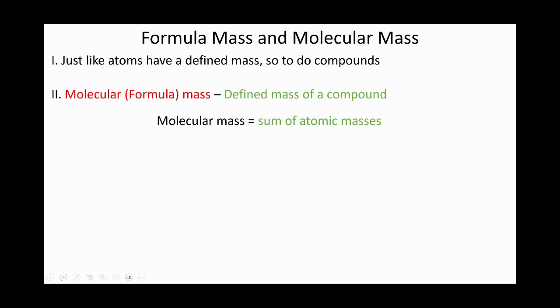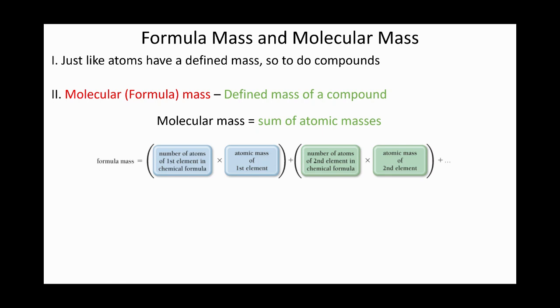In order to calculate the molecular or formula mass, we're just going to take the sum of the atomic masses. The way that we'll calculate this is using a scheme like this, where we find the number of an element in whatever we're looking at, multiply that by the atomic mass of that element, and then do that so on and so forth for however many elements you're looking at.